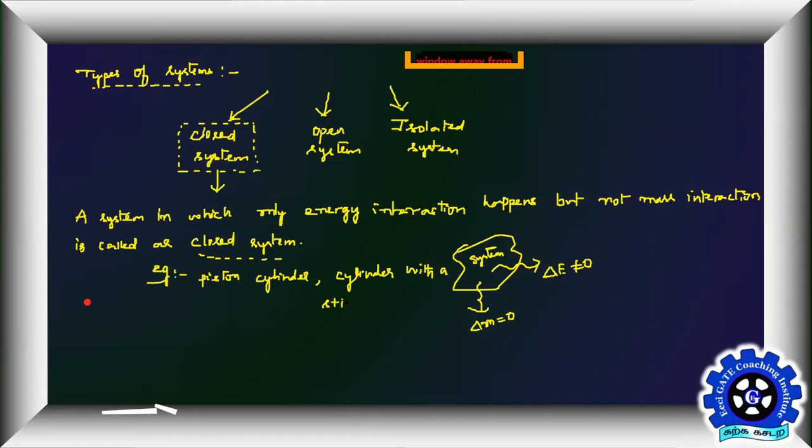Cylinder with a stirrer, very important, etc. You have many, but these are the major ones for your industrial applications. So coming to the next one, which is open system.